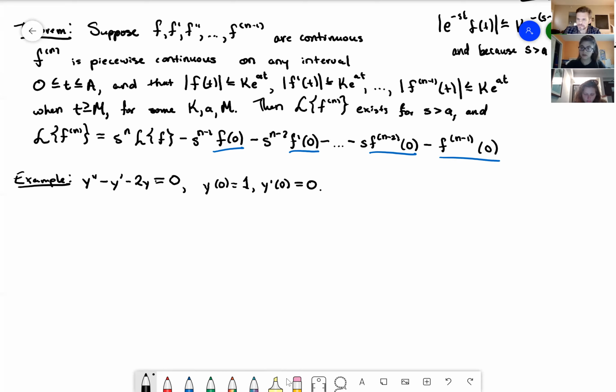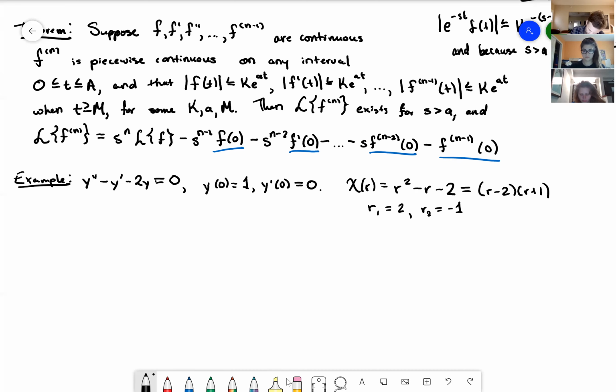Are you ready for me to work it out? So this one, I mean, we've seen problems like this over and over. We can compute this by getting the characteristic equation, which is r squared minus r minus 2, which factors as (r minus 2)(r plus 1). And so we get r1 equal to 2, r2 equal to negative 1. And our general solution is c1 e to the 2t plus c2 e to the minus t.